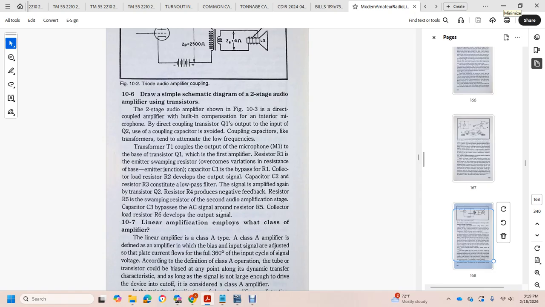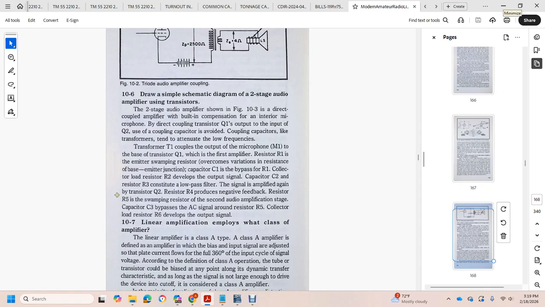Coupling capacitors, like transformers, tend to attenuate low frequencies. Transformer T1 couples the output of the microphone to the base-emitter of transistor 1, the first amplifier, with resistor 1 as the emitter swamping resistor over the variation of resistance of the base-emitter junction. Capacitor 1 with the bias resistor for resistor 1, collecting the load resistor 2 with the developed output signal. Capacitor 2 and resistor 3 constitute a low-pass filter.